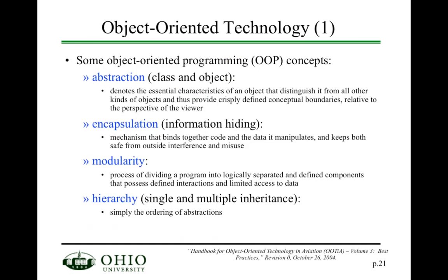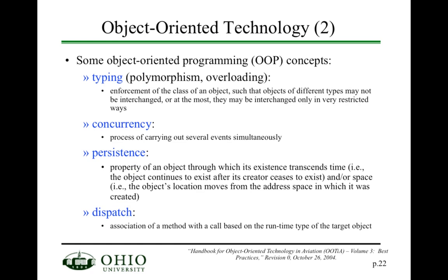So I'm not going to talk into these particular concepts too much, but there's a variety of object-oriented programming concepts like abstraction, the fact that you use classes and objects, encapsulation, the fact that you hide information, which is a good thing, of course, in a lot of cases that we saw before in the source code, but also a bad thing in a sense. Modularity, hierarchy, typing, concurrence, persistence, dispatch. So there's a variety of different concepts. I'm not going to talk about each and every one of them.